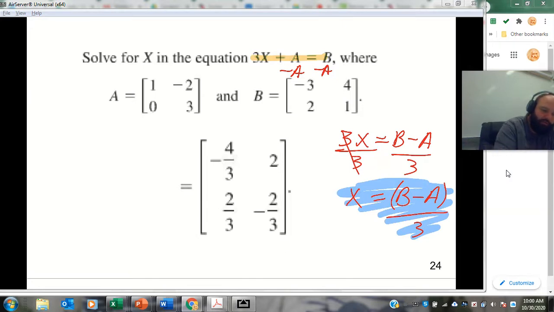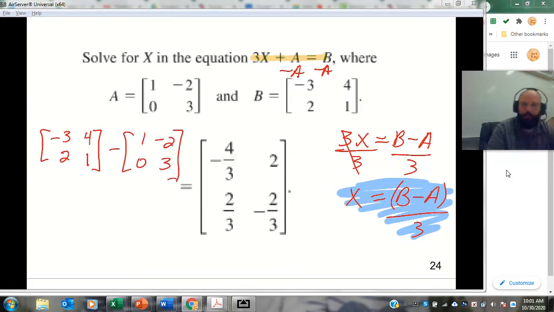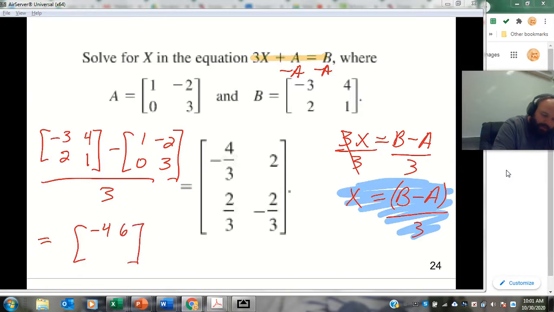I'm going to write it out, though, because it'll make it a little bit easier to understand. Here's B, -3, 2, 4, 1. We're going to subtract away 1, -2, 0, 3, like that. Okay? And so once we do that, we're going to divide the whole thing by 3. So you can see that -3 minus 1 is -4. 4 minus -2 actually becomes 6. 2 minus 0 is 2. 1 minus 3 is -2. And now all of this needs to be divided still by 3.